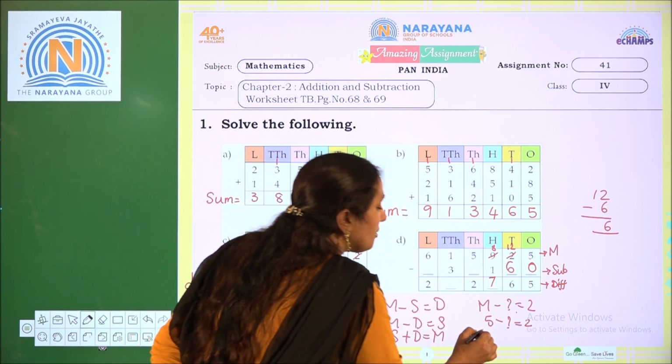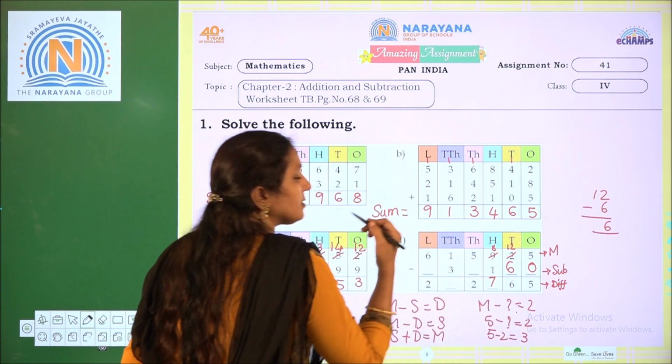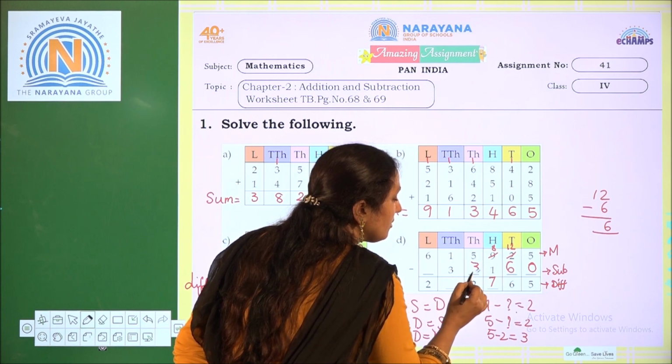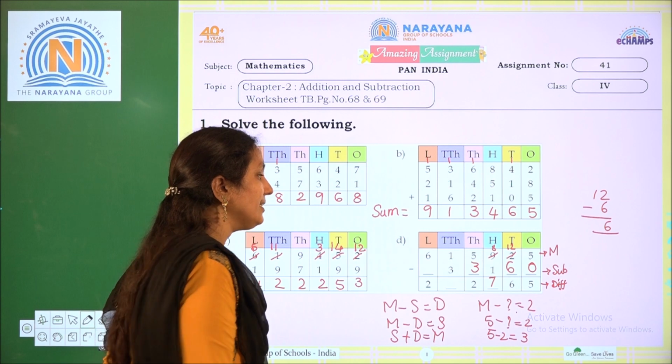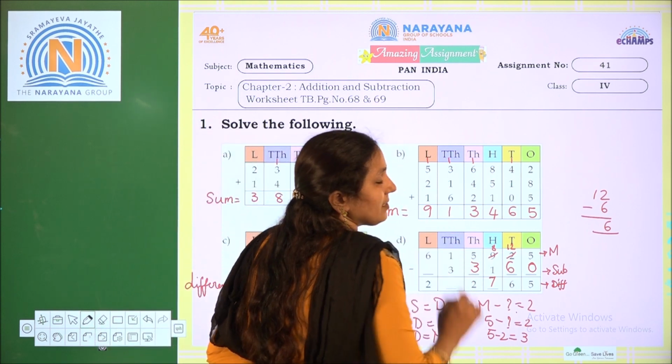So what do we have to do here? If you subtract 5 minus 2, you will get the missing number also. So what is the missing number here? 3. Got it, children?